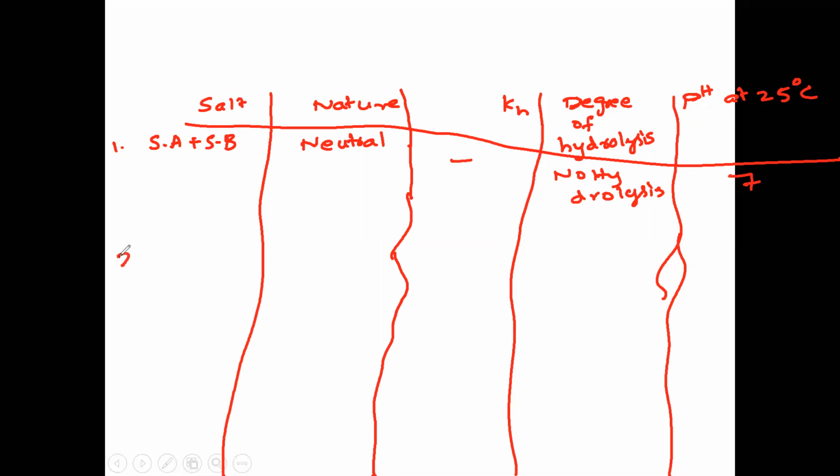Second type of salt, strong acid plus weak base. So please note down in your classwork also. Nature of solution is acidic. Sorry, for nature, we have to write salt of strong acid and weak base. It is cationic hydrolysis. Cationic hydrolysis.